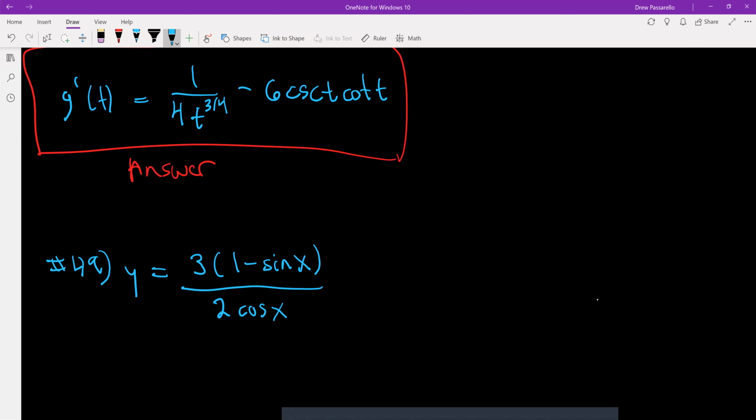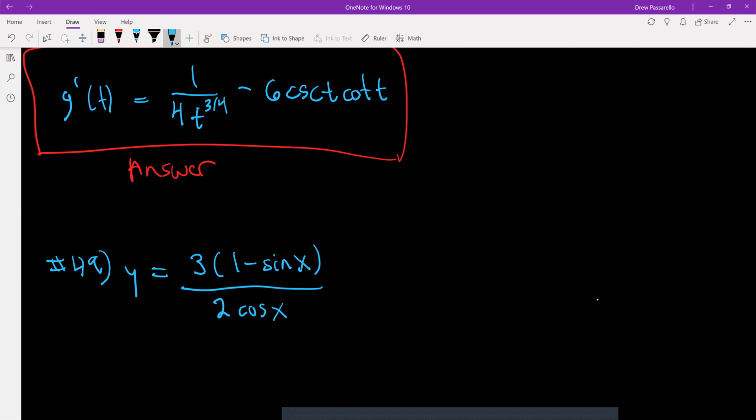All right, there's multiple ways you can go about doing this problem. The way I did it might be different than how you might approach it. You could apply quotient rule. I'm not going to apply the quotient rule. I'm going to try to use some trig rules that we know.